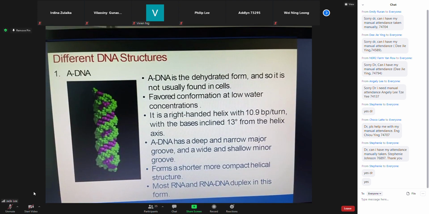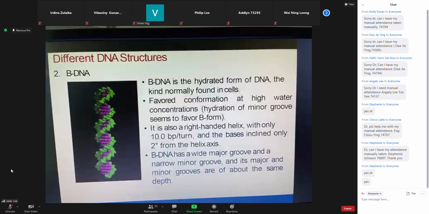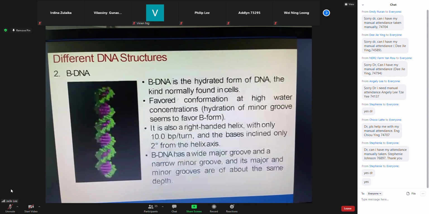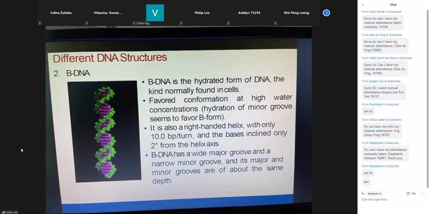Usually helix per turn is how many? This is 10.9 per turn. Usually 10 base pairs per turn. You can see this one is longer compared to that one, right? Longer because of what? Because it's already hydrated. Usually this one is commonly found in cells, so they favor high water concentration. So hydration of the major groove seems to favor the B form.